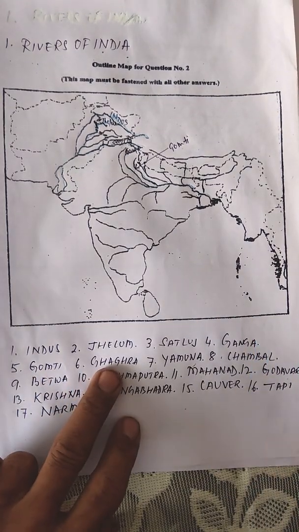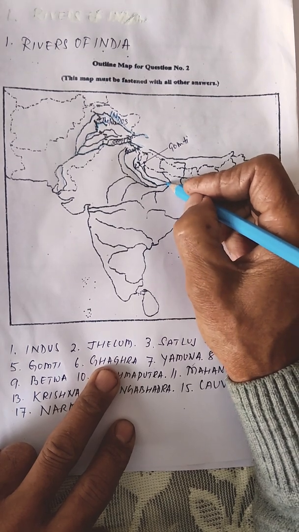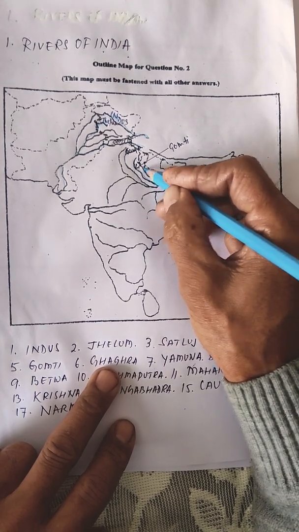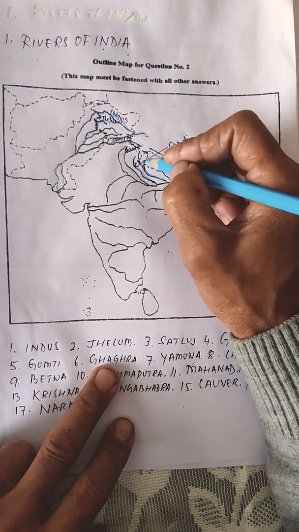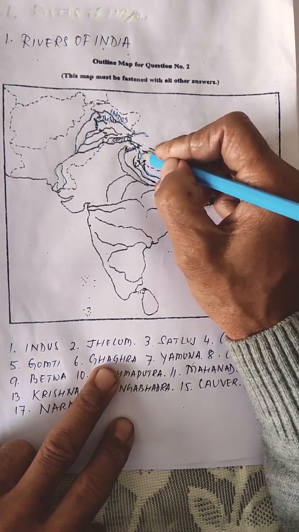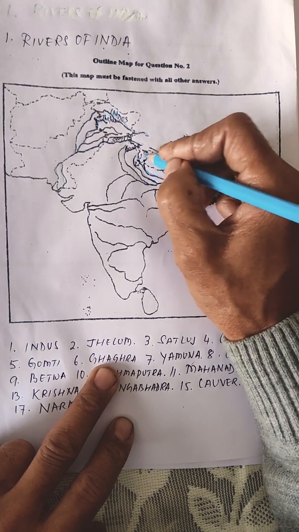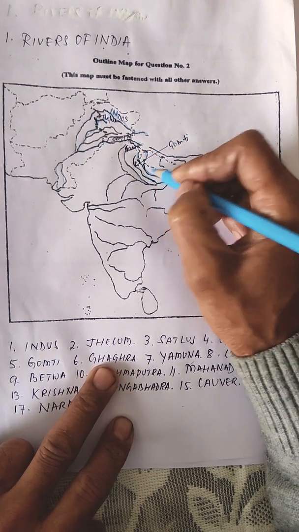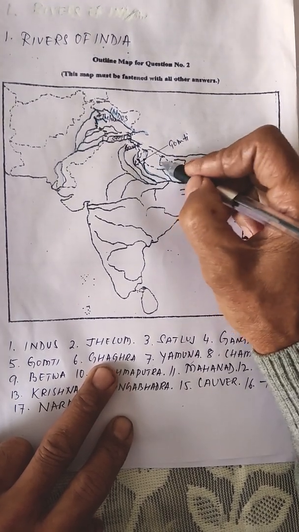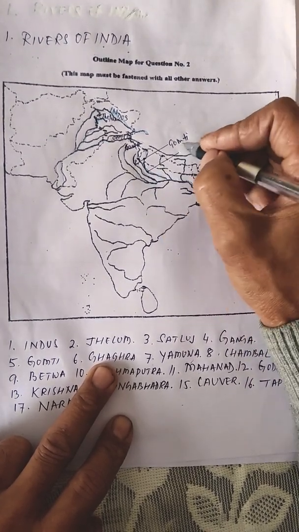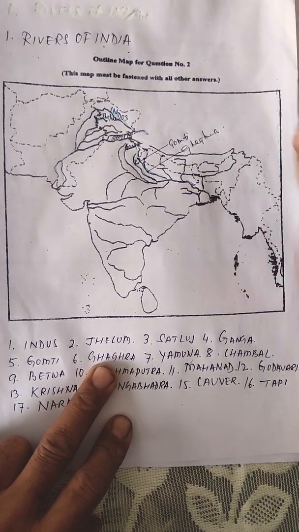Next one is Ghagra. This one is the Ghagra river, and a little up it has got two tributaries, and one goes this side and one goes this side. Don't label it above. You label it when these two tributaries meet each other. Here you write Ghagra, G-H-A-G-H-R-A, Ghagra.